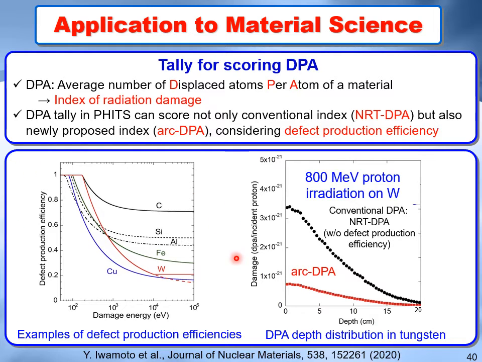This graph shows the dPa depth distribution in tungsten irradiated by 800 MeV proton. As you see, the new index, ARC dPa, is much smaller than the conventional dPa, indicating less damage is given to the material than previously expected.